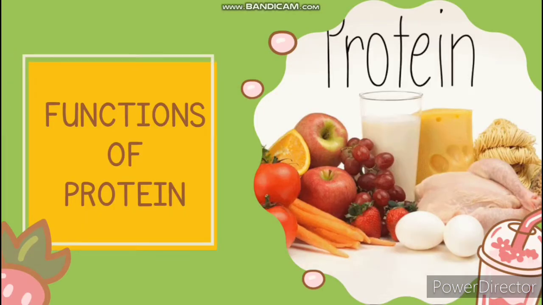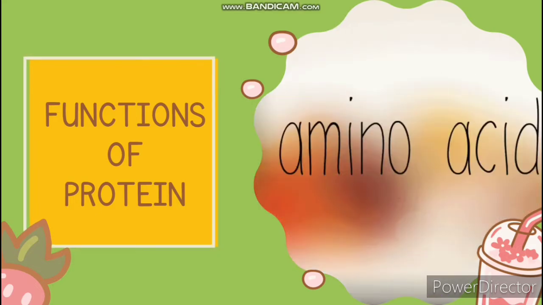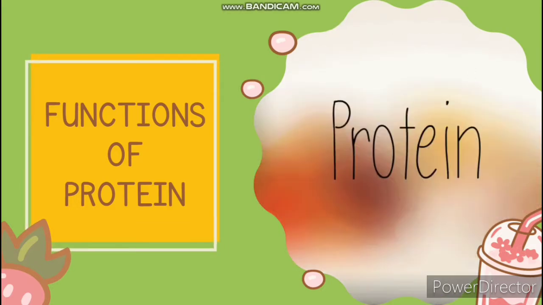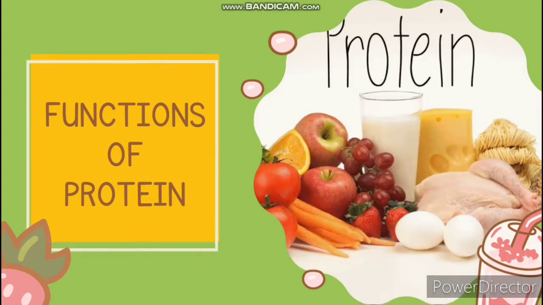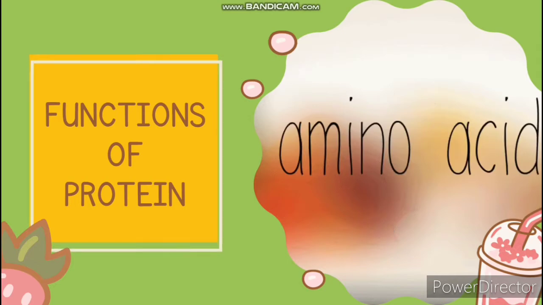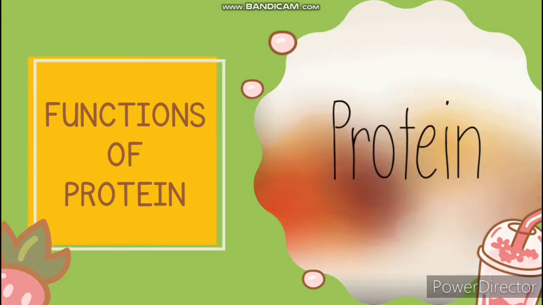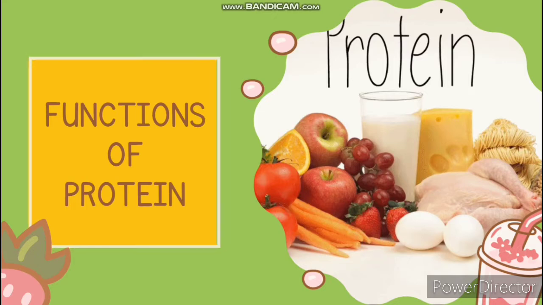Functions of protein. Protein builds new tissue. That is what protein does to the body. Protein helps to build new tissues and repair worn out tissues. This nutrient is very good for growing children. So what is the function of the nutrient, that is, what does it do? How does it help us in our body?